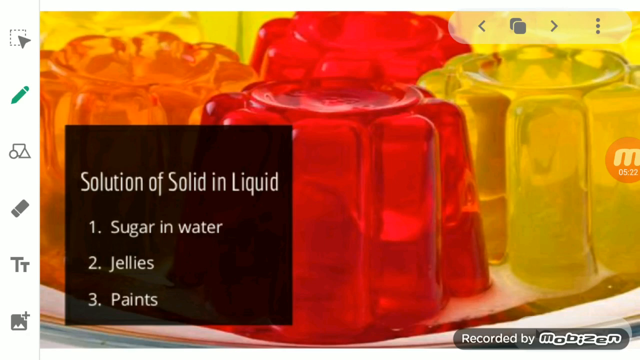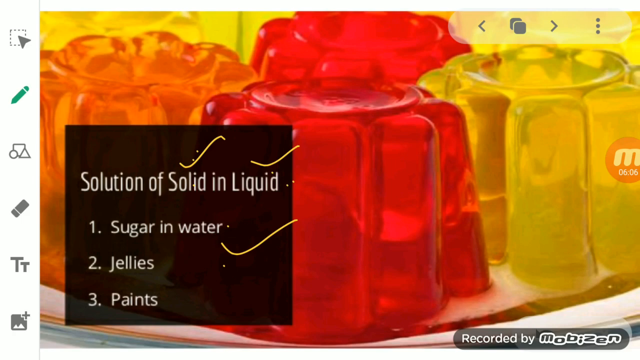Now, solid in a liquid. This is the most common type of solution that you all know, like the sugar solution. When we were studying about solutions, we discussed that a solid is the solute particle and the liquid is the solvent in which this solute particle will get dissolved. Like sugar in water or salt solution. The sugar or the salt are solid and they get dissolved in the water, which is a liquid, so it is a solid in a liquid.